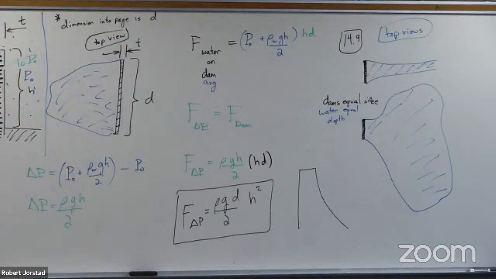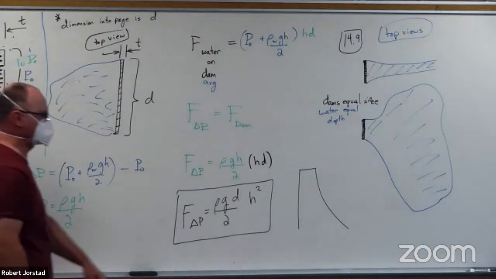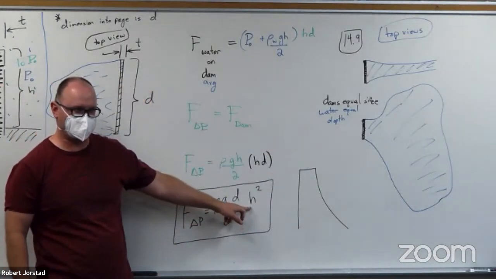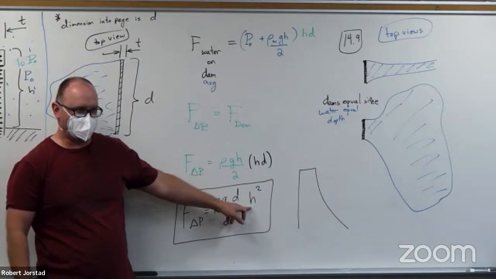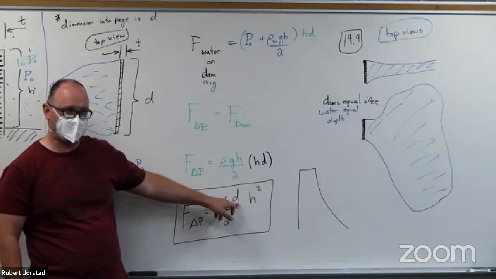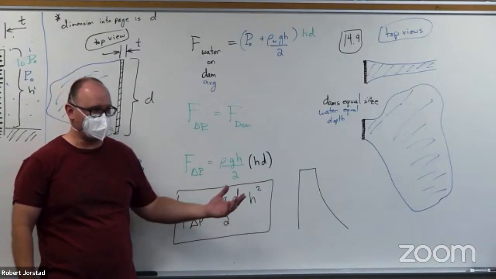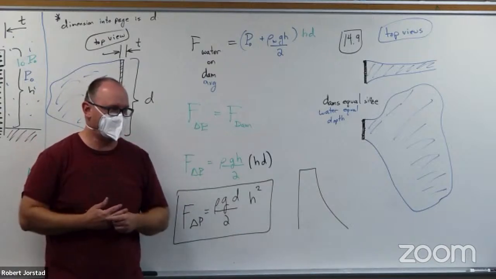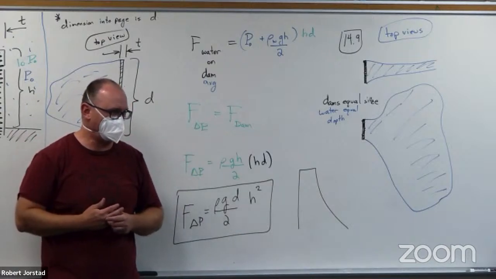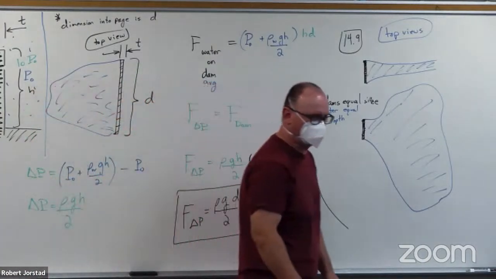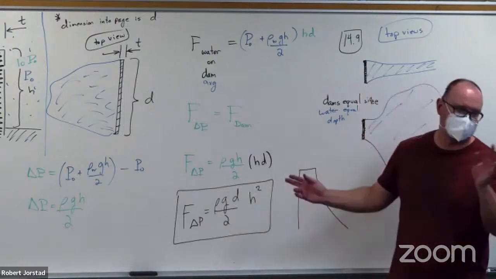So I'm assuming that what matters most is the water depth. Yeah, h squared matters the most in this equation. And now the width of the dam matters too. So where do most of these dams get built? Canyons with a large floodplain behind them, right? Lake Mead, Lake Powell, Lake Mojave, Lake Cachuma, Lake Edison, Lake Florence. They're everywhere.